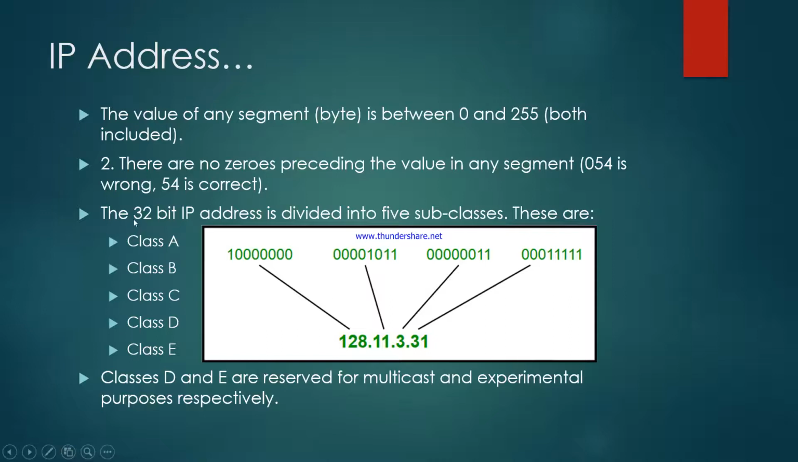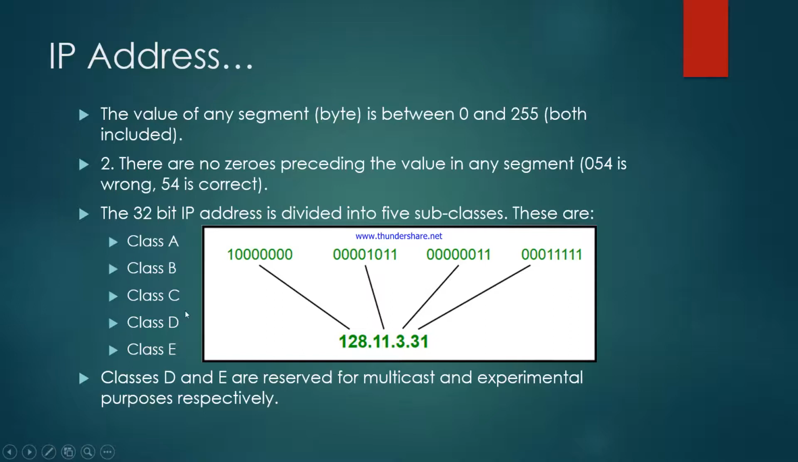So this is a 32-bit IP address. Here it is 8-bit, it is also 8-bit, it is also 8-bit, it is also 8-bit. If we sum all these, then it will be a 32-bit IP address. And this IP address is divided into 5 classes: class A, class B, class C, class D and class E.